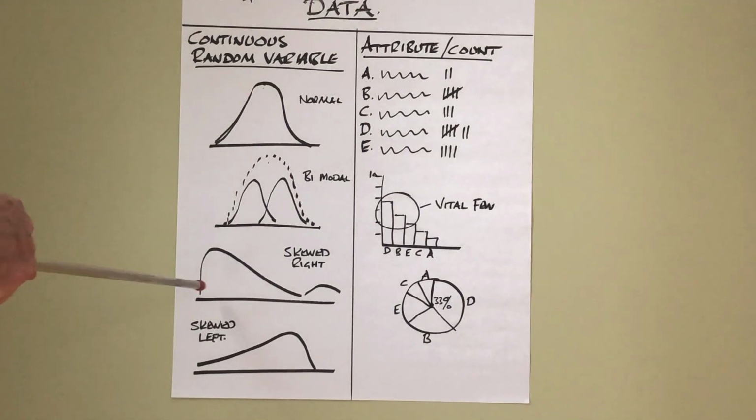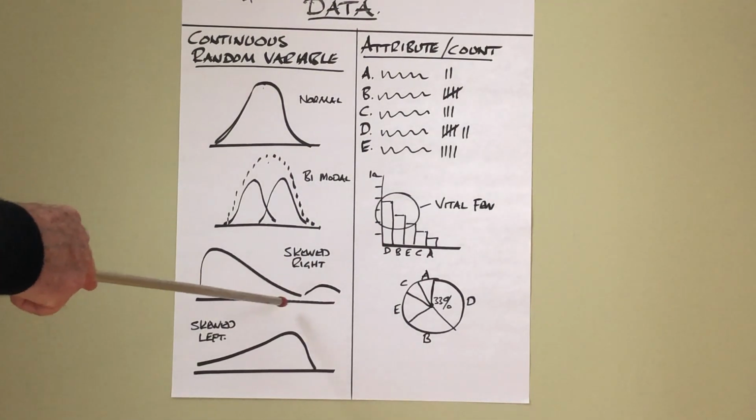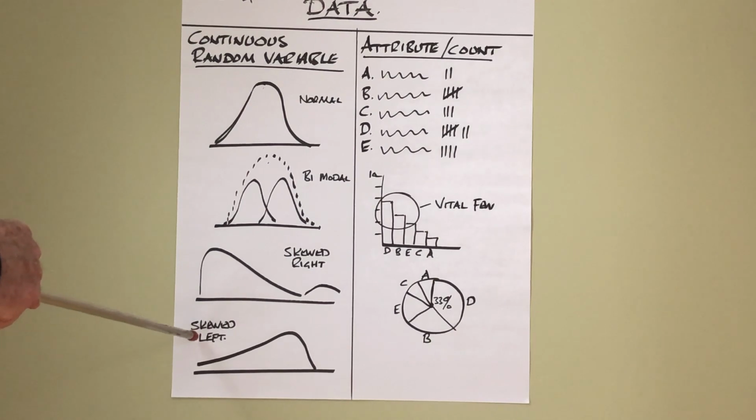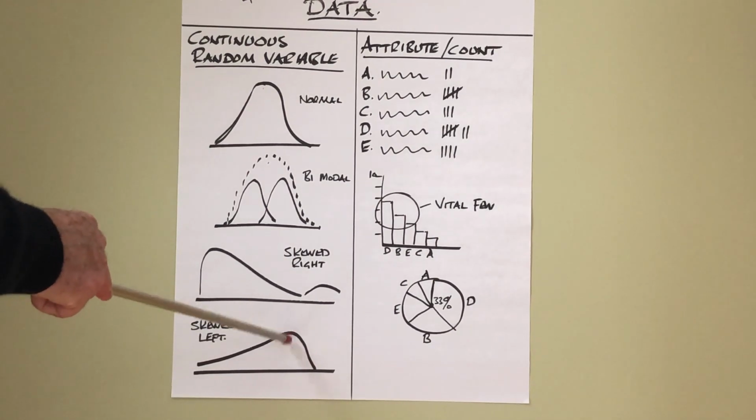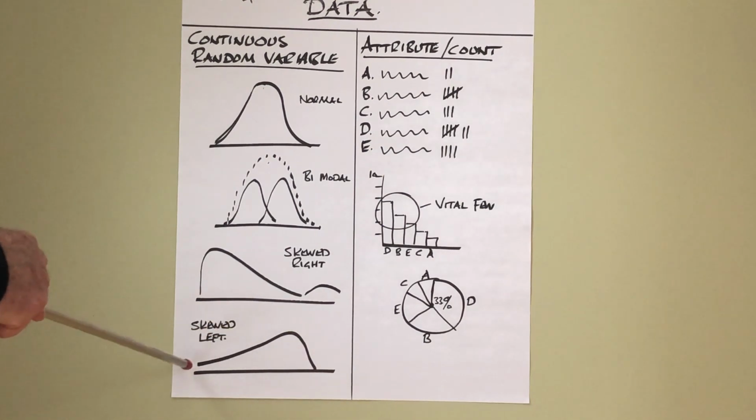And then of course, just as data, non-normal data can be skewed right, it can be skewed left. In this case, it would indicate that most of the transactions took longer than the ones that occurred here.